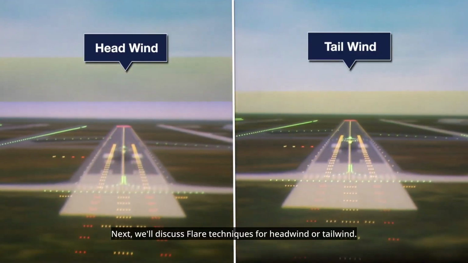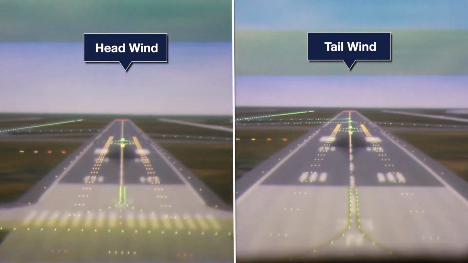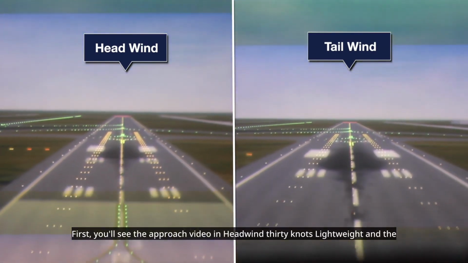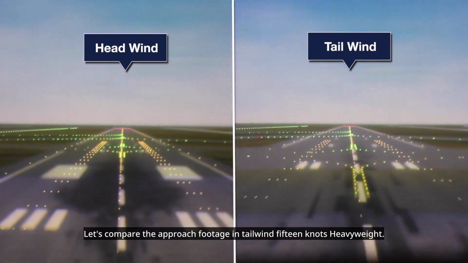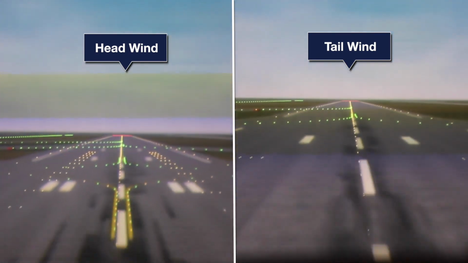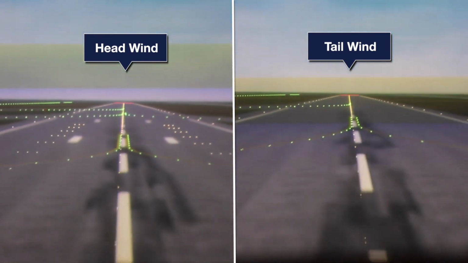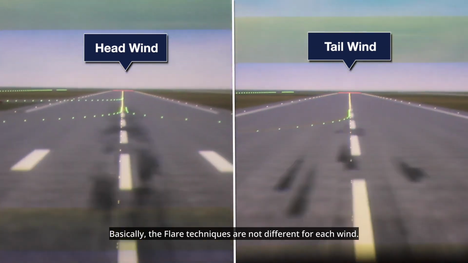Next, we'll discuss flare techniques for headwind or tailwind. First, you'll see the approach video in a headwind of 30 knots, lightweight, and let's compare it with the approach footage in a tailwind of 15 knots, heavyweight. See the difference? Basically, the flare techniques are not different for each wind.